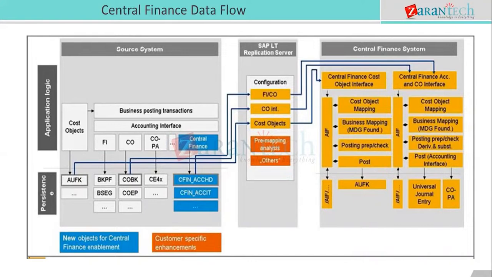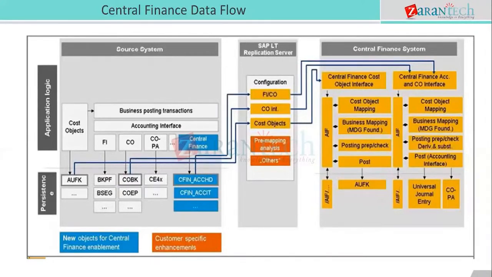The structure of the S4HANA tables for FICO are substantially different. That's what we're doing here. Number two, for cost objects, the structures from ECC and in central finance are very, very similar. They're basically a mirror image of each other. You have to answer like this: very same and similar to the database table structures between the source system and the target system.